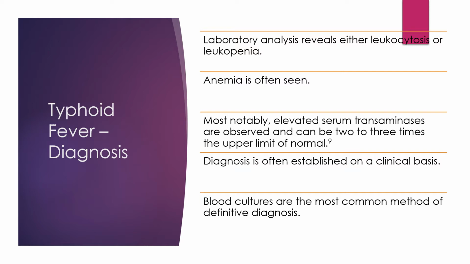Diagnosis can reveal either leukocytosis or leukopenia. You can see anemia, and most notably, elevated serum transaminases are observed and can be 2 to 3 times the upper limit of normal. Diagnosis, especially if you can't isolate by culture, often is on a clinical basis, especially if you're in an endemic area. Blood culture is the most common definitive method of diagnosis, however.